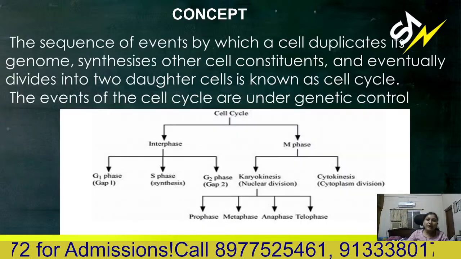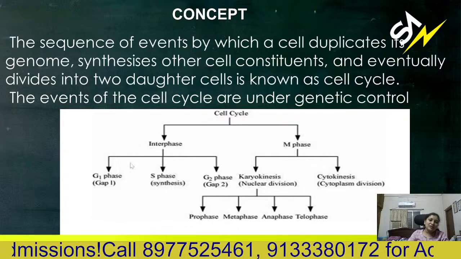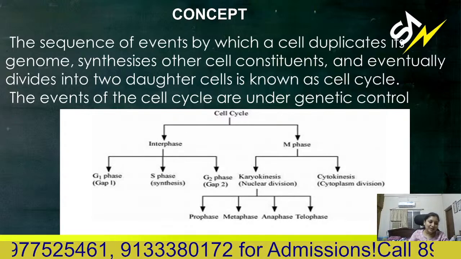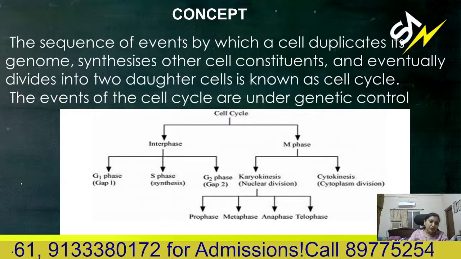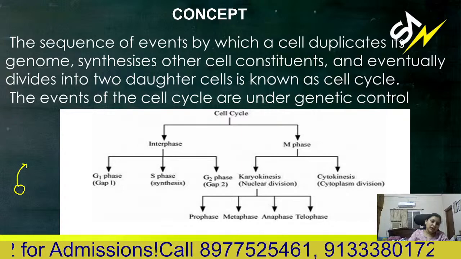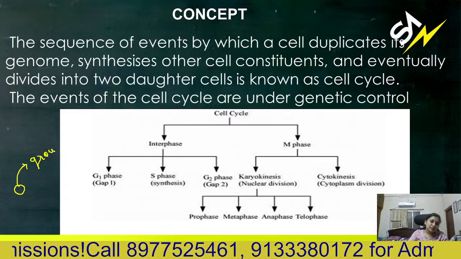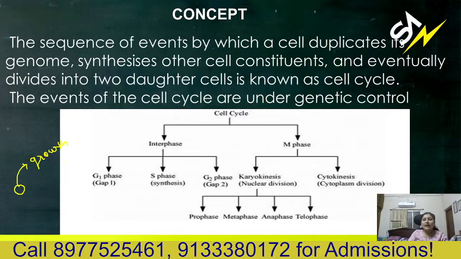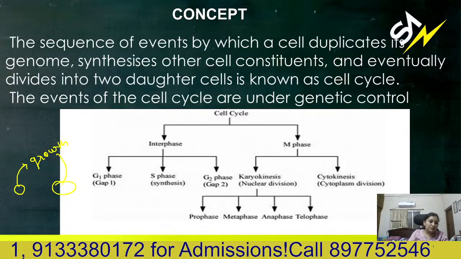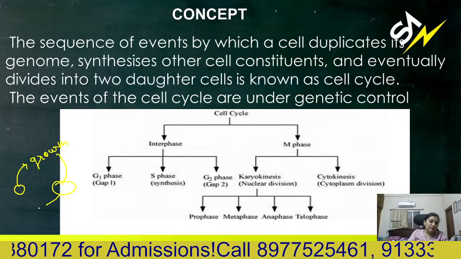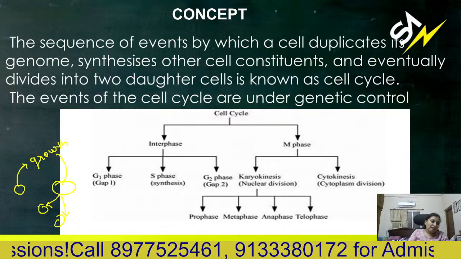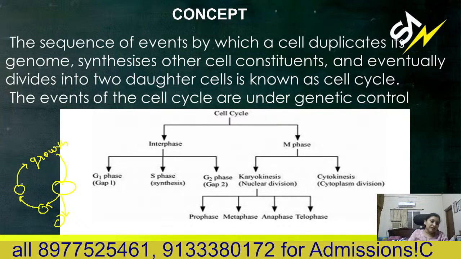So the sequence of events by which a cell duplicates its genome and synthesizes other cell constituents and eventually divides into 2 daughter cells is known as cell cycle. That means starting from a single small cell, which has just been born, it will undergo growth. Then again it is dividing. This is a bigger cell, now it has grown, and eventually it is dividing to produce 2 new cells. And those cells again re-enter into the same cycle.